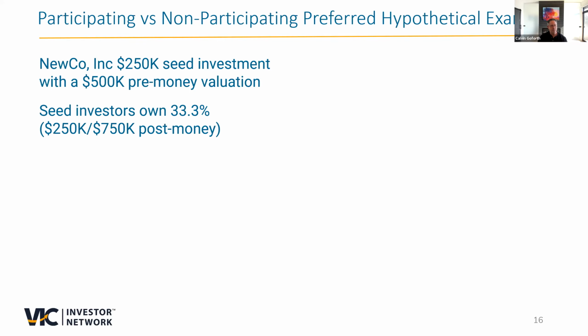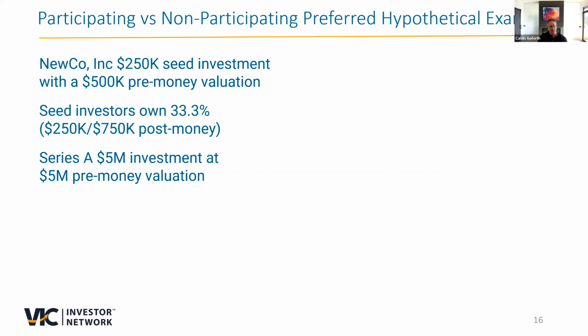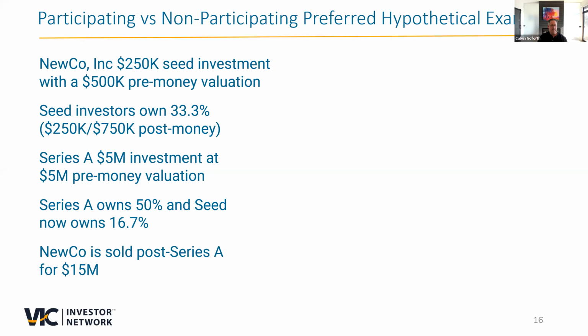Now let's say there's a Series A investment, a $5 million investment later on at a $5 million pre-money valuation. That means the Series A is going to own 50%, $5 million out of a $10 million post-money, and the seed investors' ownership is going to get diluted by half. So the seed investors would now own 16.7%. And finally, let's say in this hypothetical example that the NewCo, no longer a NewCo, is sold post-Series A for $15 million.